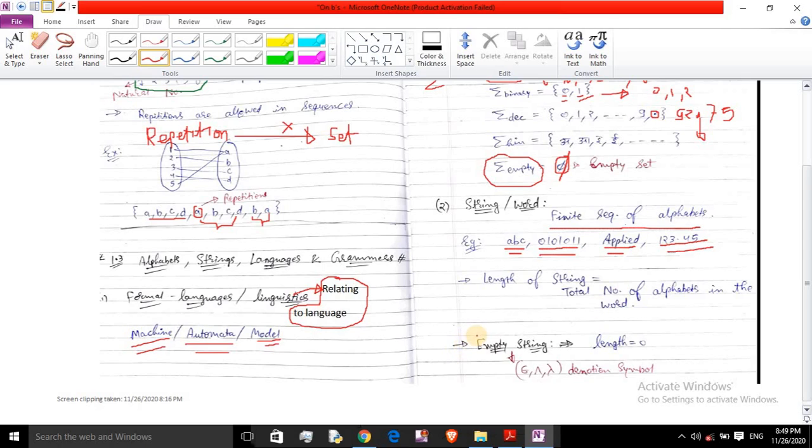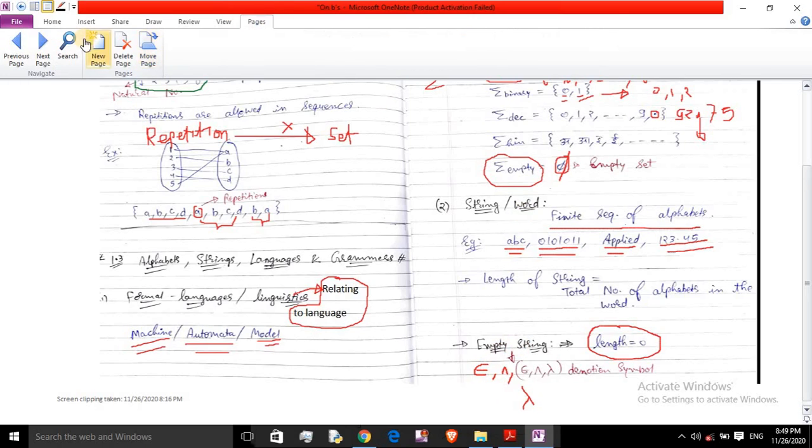There is also what is called an empty string. Its length is 0. Empty string means there is nothing; it is a string of length 0. It is denoted by the epsilon symbol, and there is also a symbol called lambda for it. It is a denotation symbol for the empty string. Now moving over to the next page.